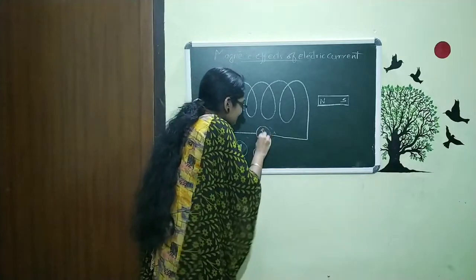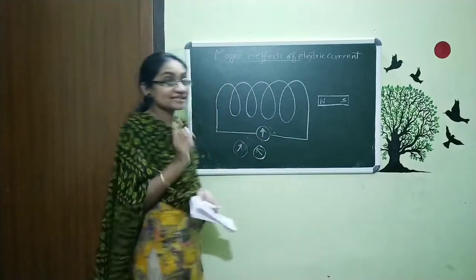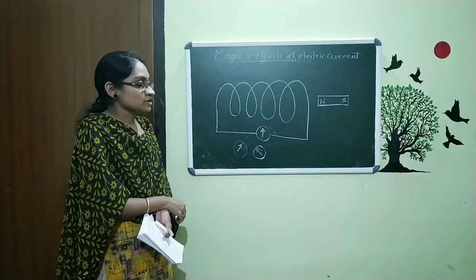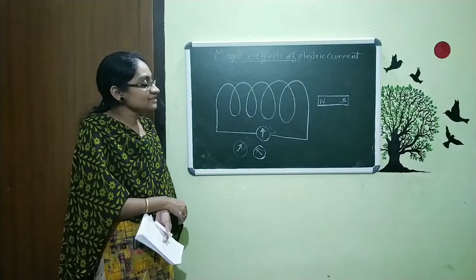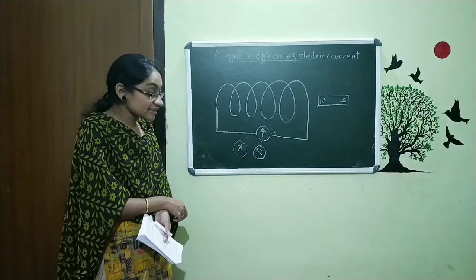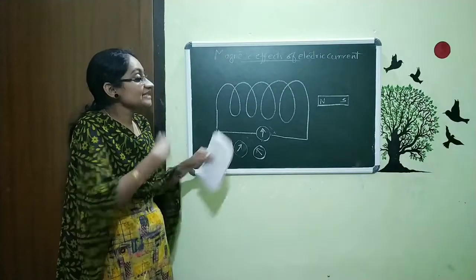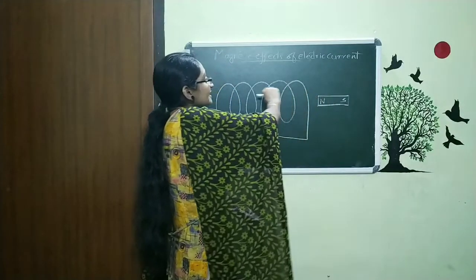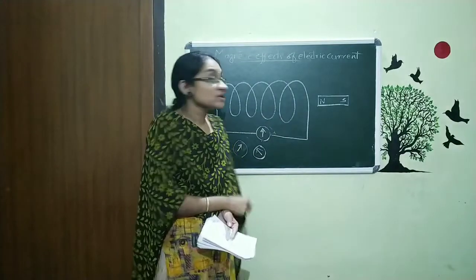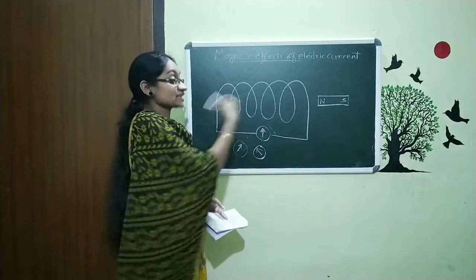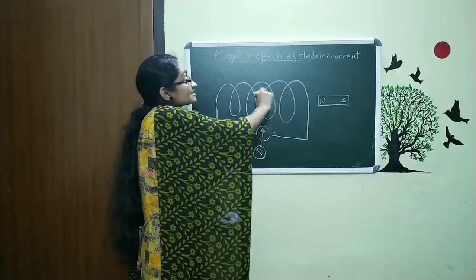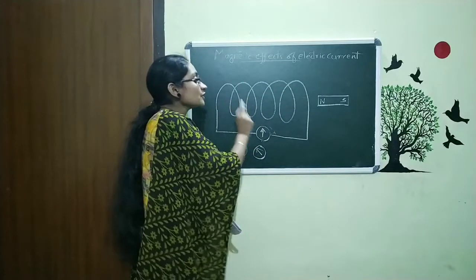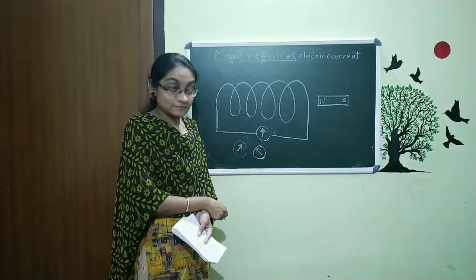What is the meaning of this deflection? We said that this galvanometer is a device that detects the presence of current. So what is actually happening here? Because of the change in the magnetic flux, when we are moving this magnet inside the coil, this is a conductor. Within that conductor, the magnetic flux is getting changed. So there is a current being produced.